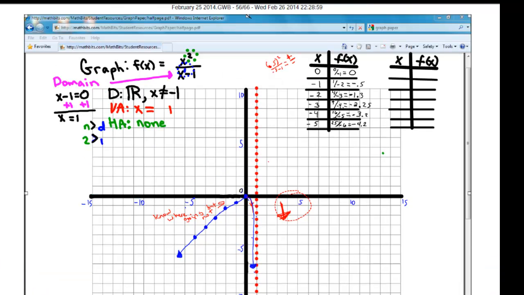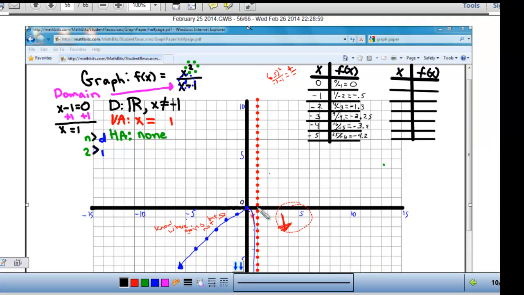Now look at the right side of the vertical asymptote. Since the vertical asymptote is at x equals 1, the numbers we would choose would be 2, 3, 4, 5, 6, and numbers on this side. Plugging these values for x into our rational function results in this table on the right. So we need to plot these values. These values plot this part of the graph.